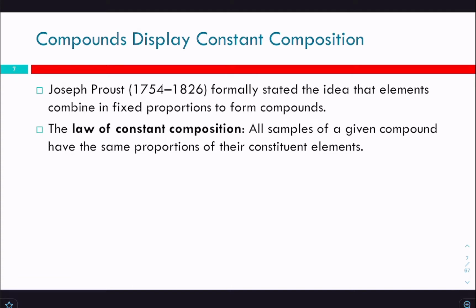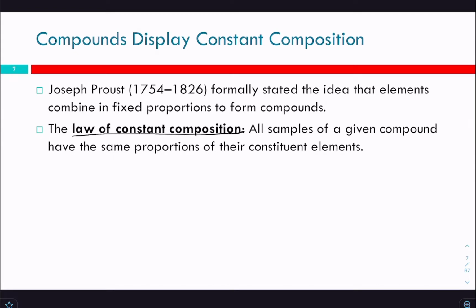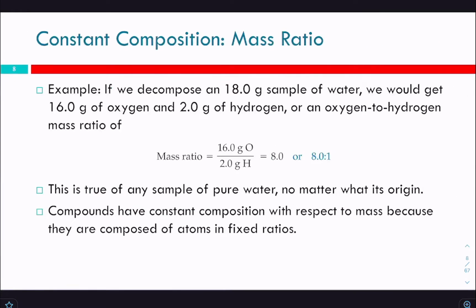So this law of constant composition, though, which is an important concept to know, says that all samples of a given compound have the same proportions of their constituent elements. You're probably going to get tired of me saying that over and over and over again. You probably already are. I'm tired of saying it. But it's very important because it's critical to chemistry.